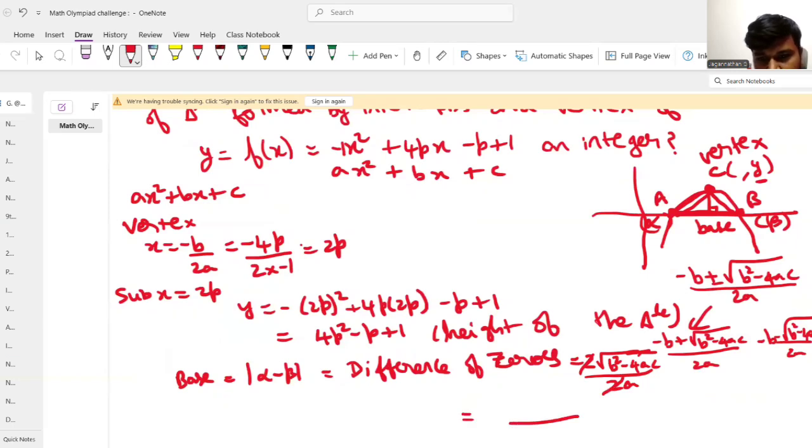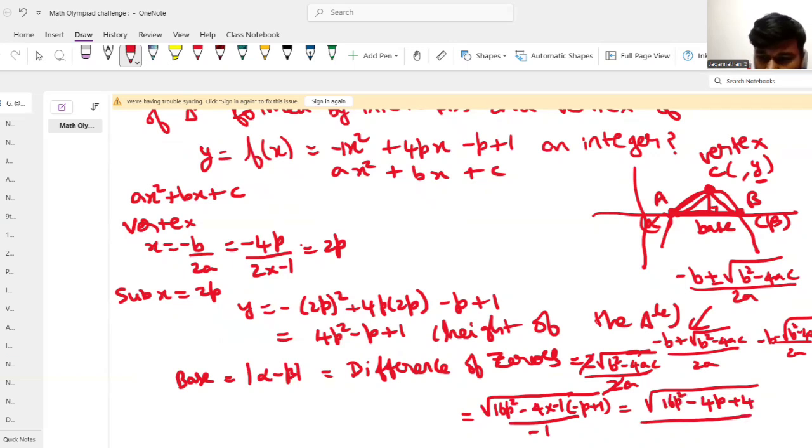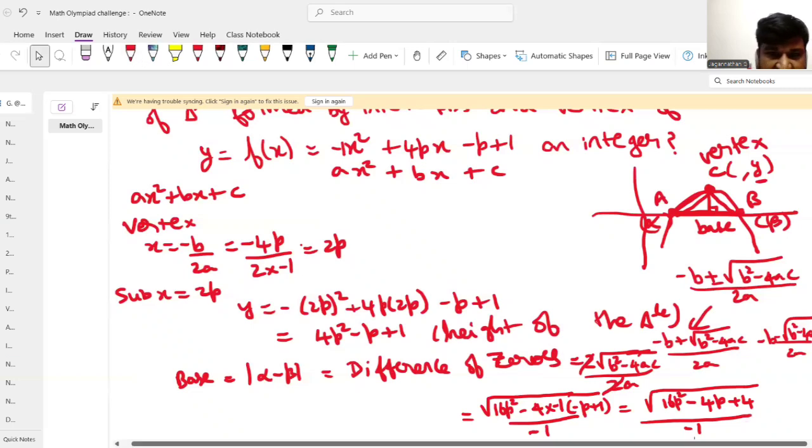The value of a is minus 1, and root of b square minus 4ac will give me 16p square, minus 4 into a value, which is minus 1, and c value, which is minus p plus 1. This gives me minus 4 into minus 1, plus 4; 4 into minus p, minus 4p; 4 into plus 1, plus 4. So 16p square minus 4p plus 1 plus 4, by minus 1. This happens to be my base.